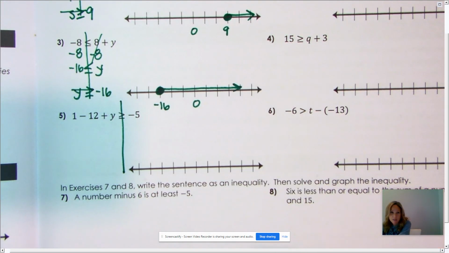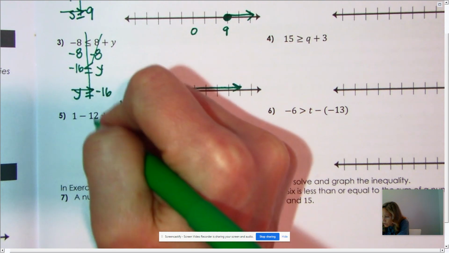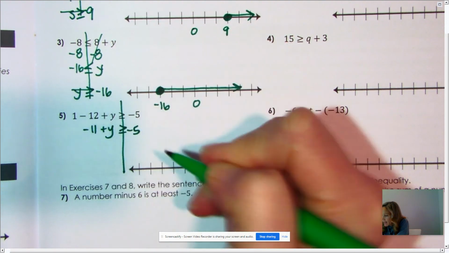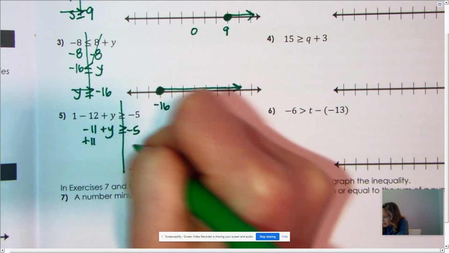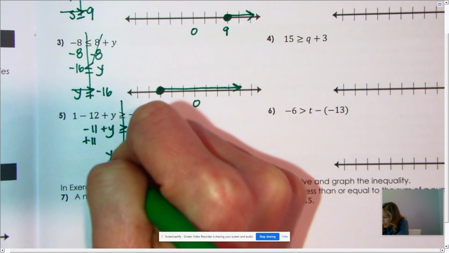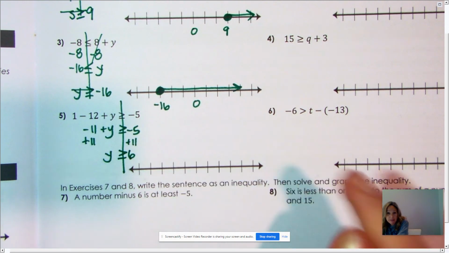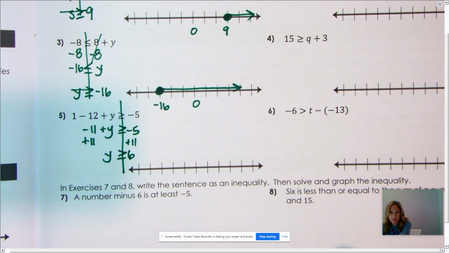This one we can simplify a little bit first. 1 take away 12 is negative 11. We've got negative 5. So then I'm going to add 11 on both sides. So I get y is greater than or equal to 6. Remember, when my signs are opposite, I subtract them and keep the sign of the bigger number.